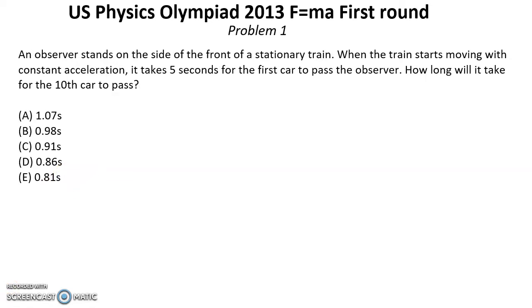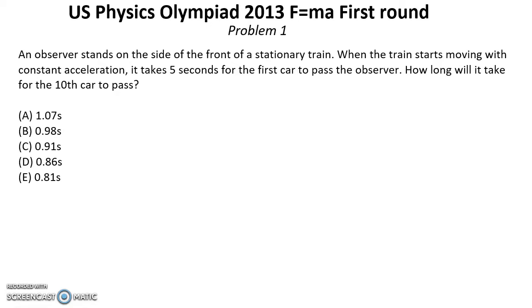US Physics Olympiad, year 2013, F equals MA. First round. For the first round, 25 problems were given, and 75 minutes were allowed. All solutions for all these problems you can find below this video, in the reference in the description.